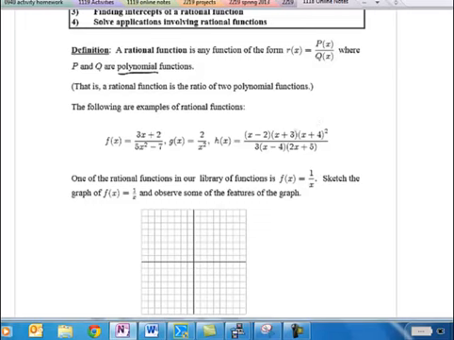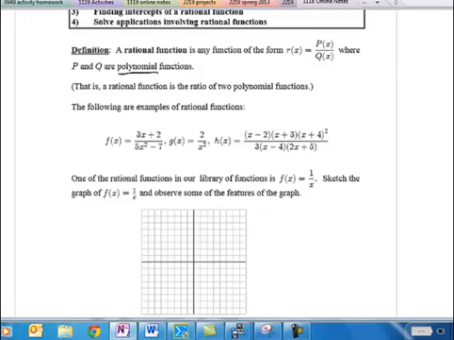So a few examples here. The first one, f of x equals 3x plus 2 over 5x squared minus 7. We have a degree 1 polynomial in the numerator, a degree 2 polynomial in the denominator. It's simple to see that that's a rational function.